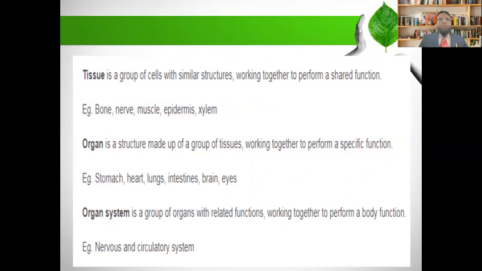Now come to the next part. As I told you in the beginning, when similar cells combine together, they make a tissue. For example, bones, nerves, muscles, epidermis cells, and xylem vessels are types of tissues. When tissues combine together, they make organs, which work together to perform specific functions. For example, stomach, heart, lungs, spine, brain, and eyes. An organ system is a group of organs with related functions working together to perform body functions. For example, the nervous and the circulatory system.